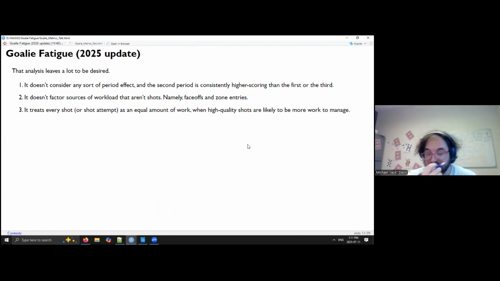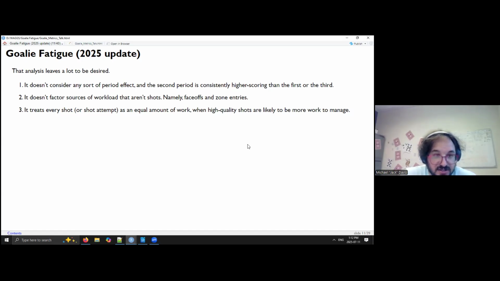For starters, it doesn't consider any sort of period effect. The second period is consistently a higher scoring one than the first or the third. And that's mostly attributed to the fact that the benches are not defensively placed. The direction in which players skate offensively swaps from first to second and second to third period, but the location of the benches does not change. So in the first and third periods, teams are closer to their own net, and in the second period they're further from their own net. So that might contribute to that dip in the middle that we saw.